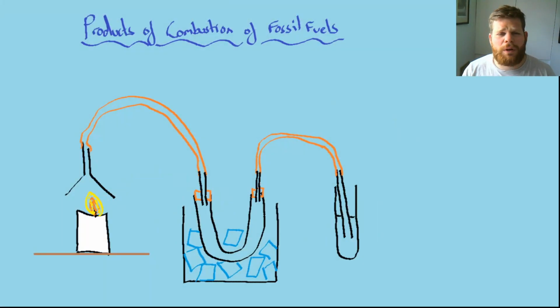Okay, so let's talk about the products of combustion of our candle. We're looking at fossil fuels. Many candles have waxes made of long-chained hydrocarbons that come from fossil fuels. So we're looking at these invisible products. The products that we can see are some light and some heat. We can see those things with our eyes, so we can observe them.